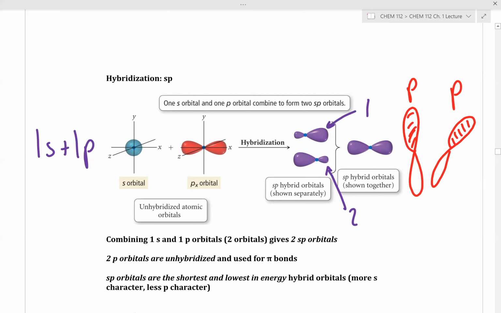Notice how these p orbitals, do they have the same or different 3D orientation? Different. So then, both of these p orbitals can be used for pi bonds, but will those pi bonds be exactly the same orientation in 3D space? No, they'll be in different orientations. Okay, so as we have 2 p orbitals, how many pi bonds can an sp hybridized atom make? 2, exactly.